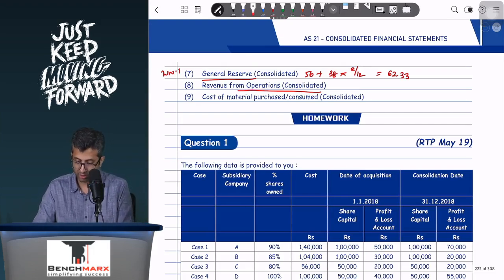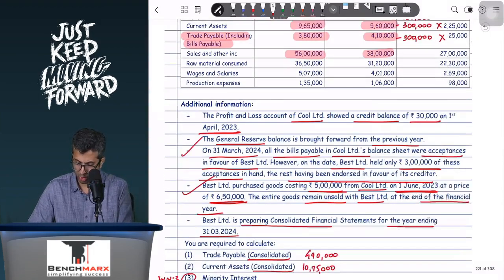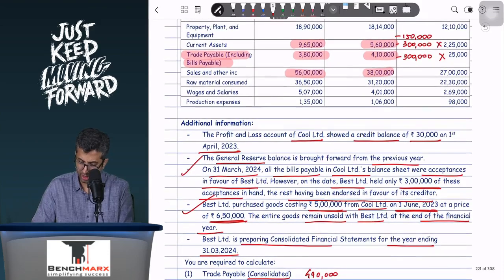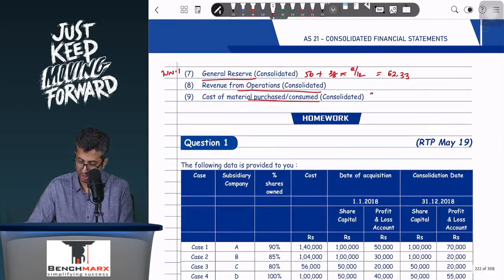Now, the cost of materials consumed or purchased. When I go to see over here, this will be 3650 and 3120. Now ideally this will be 3650 plus 3120, again into 2 by 12.